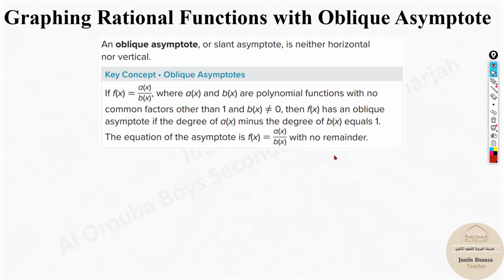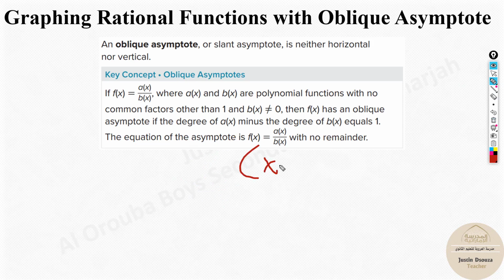Now let's look at them. How do we find oblique? Oblique happens only in special cases when you can't factor the numerator and denominator, and the degree in the numerator is exactly 1 greater than the denominator. Let me give you an example. If I have x to the power 3 divided by x to the power 2, this is not having an oblique asymptote because it can be factored.